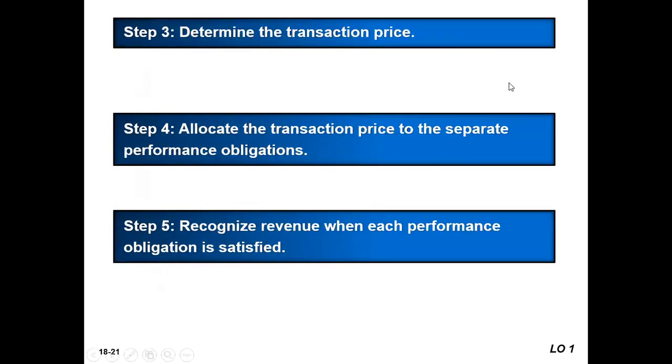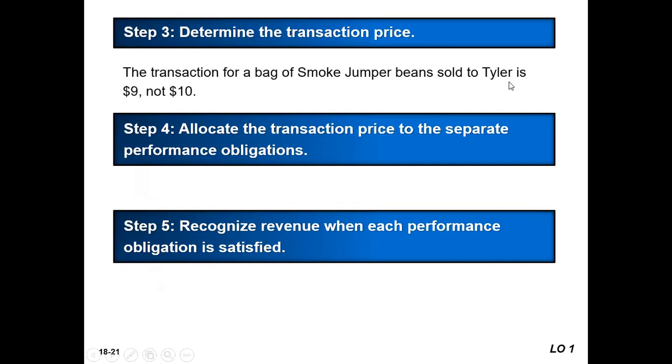Step 3, determine the transaction price. So the transaction price is 9, not 10, because this was on a Tuesday, and every Tuesday they are discounting it by $1. So there's a reduction of $1 because there are only few customers every Tuesday.